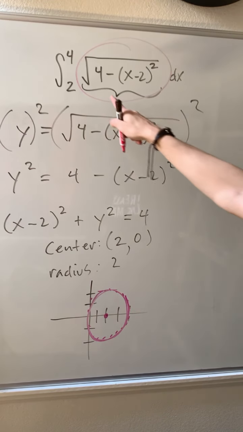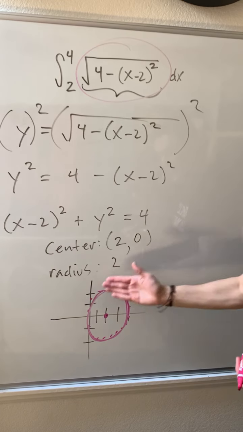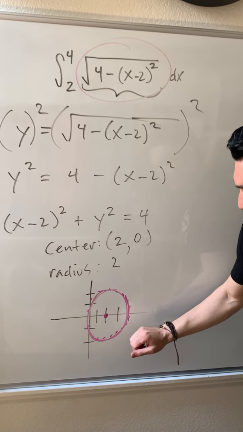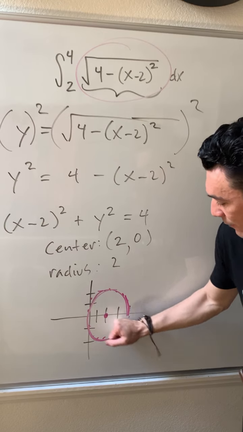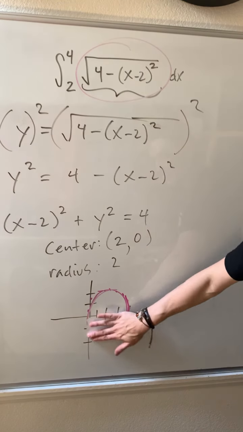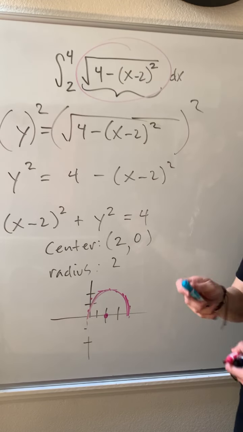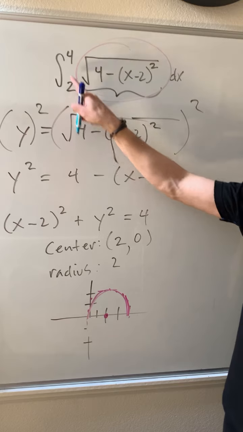That square root actually gives you just a semicircle. And you can accept either the top or the bottom, it doesn't really matter. But let's say that we had just this upper portion to deal with, okay? So we're dealing just with that. That's a semicircle. Now from where to where are we gonna integrate? We're gonna integrate from 2 to 4.